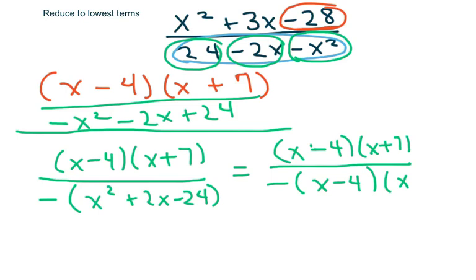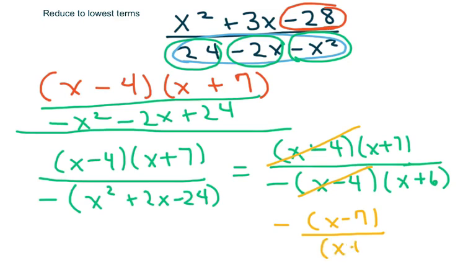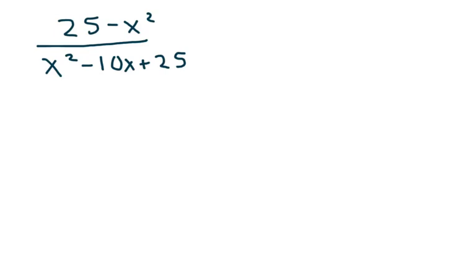A lot of times when they give you problems with reducing, they're going to give you something with a common factor. For example, this one, we can cancel this factor because they're the same. So my answer is going to be negative x minus 7 over x plus 6. And then if you had to find the domain, you would just say x can't be negative 6. All the other numbers work. All right, here's a similar one.